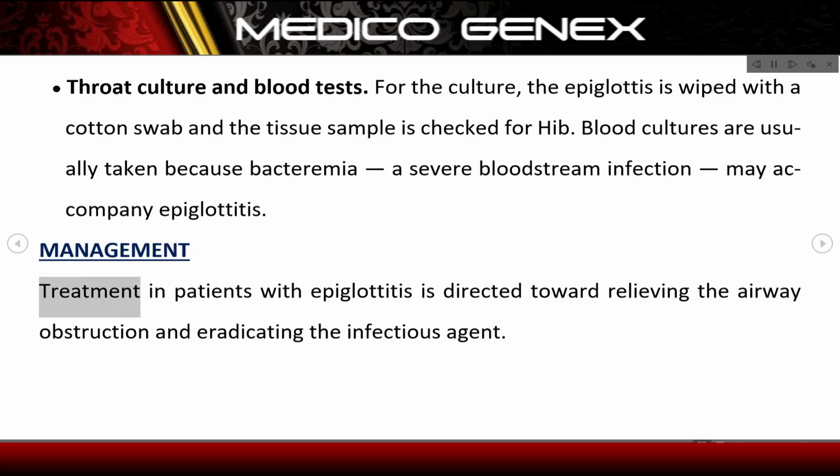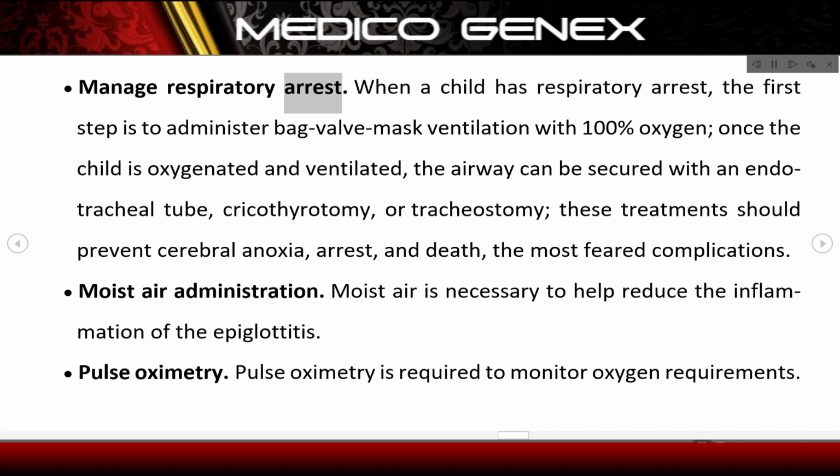Management. Treatment in patients with epiglottitis is directed toward relieving the airway obstruction and eradicating the infectious agent. Manage respiratory arrest. When a child has respiratory arrest, the first step is to administer bag-valve mask ventilation with 100% oxygen. Once the child is oxygenated and ventilated, the airway can be secured with an endotracheal tube, cricothyrotomy, or tracheostomy. These treatments should prevent cerebral anoxia, arrest, and death, the most feared complications.